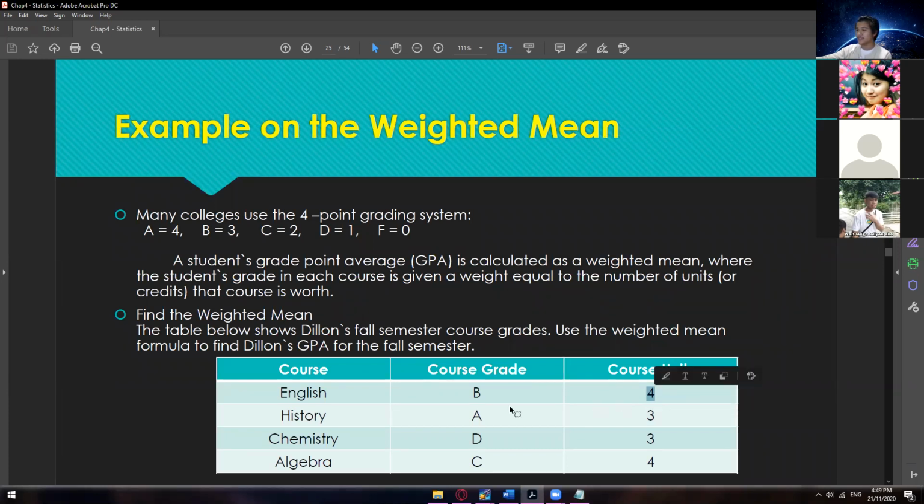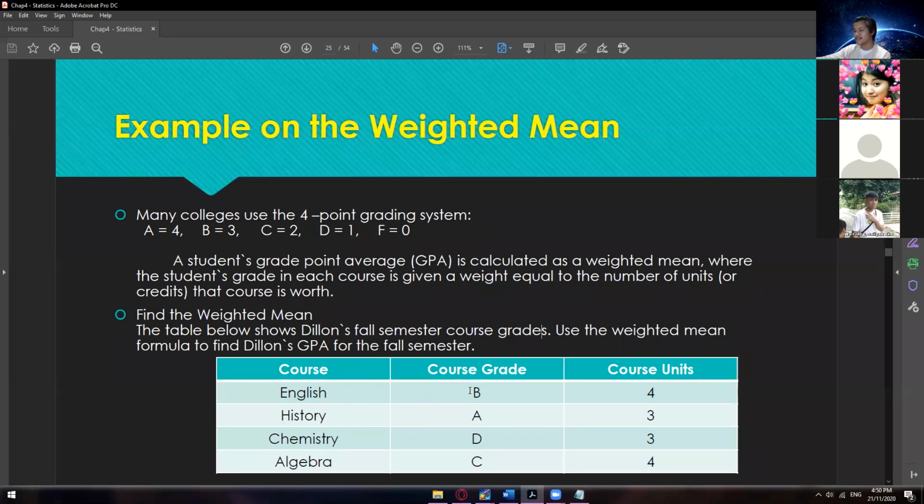As you can see right here, English is much heavier compared to history and chemistry, wherein they only have 3. And then algebra is also much more important than those 2. All right. We give an example. Anyway, let's solve for the weighted mean of this one.